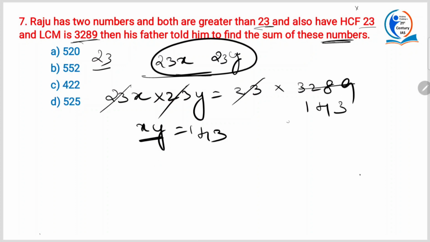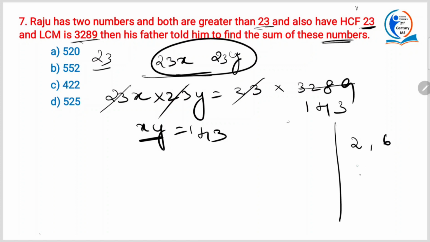Now you have to be very careful when you're choosing the values of x and y. You have to choose the values of x and y such that they will be co-primes. Now what is co-prime? Co-primes are the numbers which have HCF equal to 1. Now why are we taking co-primes here? Because we already have HCF 23 and see here, if I take x and y to be 2 and 6.